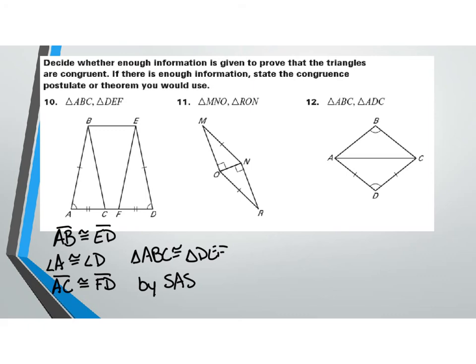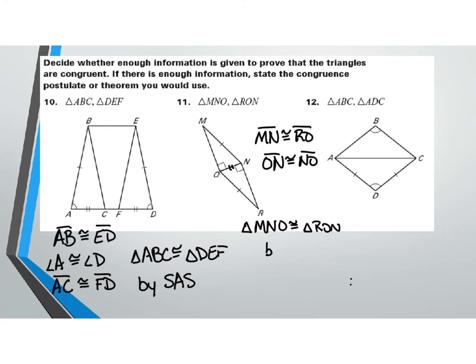Now let's look at this next triangle. These two triangles are right triangles. So let's look at the hypotenuse leg. We have MN, let's write it up here. MN is congruent to RO. And we know this side is in common with each other, so ON is congruent to NO. So by hypotenuse leg, these triangles are congruent. So state that triangle MNO is congruent to triangle RON by hypotenuse leg.